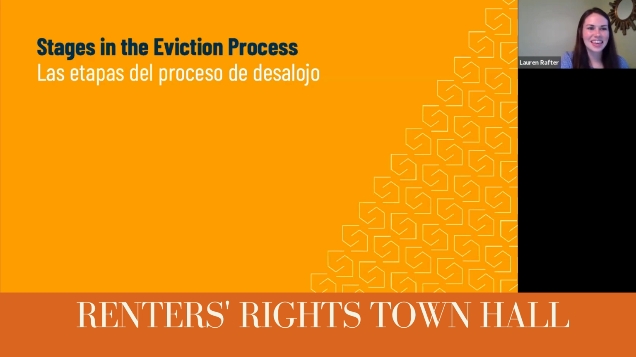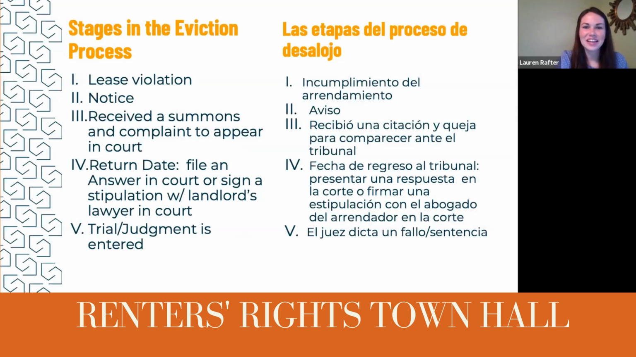So we'll go through the stages of the eviction process. First, the tenant must violate the lease. Then the landlord must provide notice of the lease violation to the tenant. If the issue is not cured or fixed, the landlord would file with the court and the tenant would receive a summons and complaint telling them to appear at court on a certain day. On that day, the tenant either files an answer or agrees to a stipulation with the landlord. And last, there may either be a trial or a judgment entered by the court.